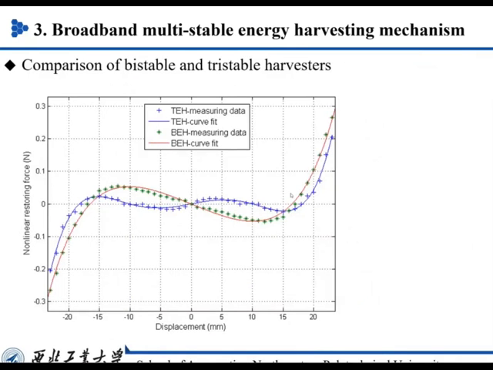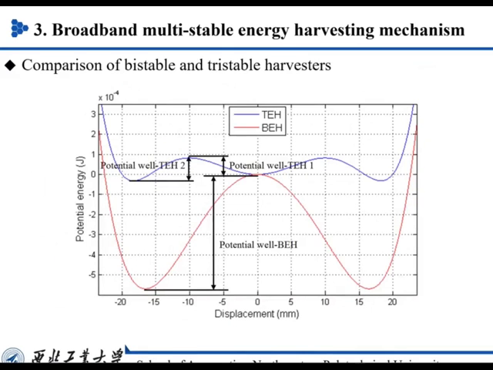So we also make an initial comparison of bistable and tristable harvesters. In the same physical space, the potential well of the tristable energy harvester can be designed slower than the bistable one. So we can see the potential well of the bistable energy harvester is deeper. That means the bistable one may need more energy to realize the large amplitude interwell oscillation.